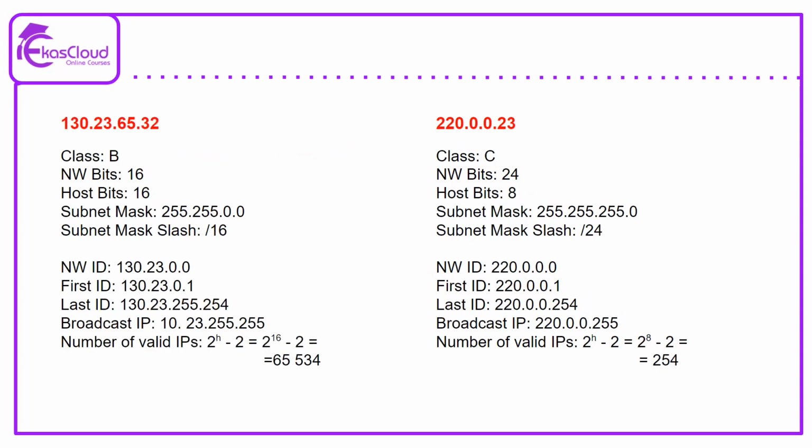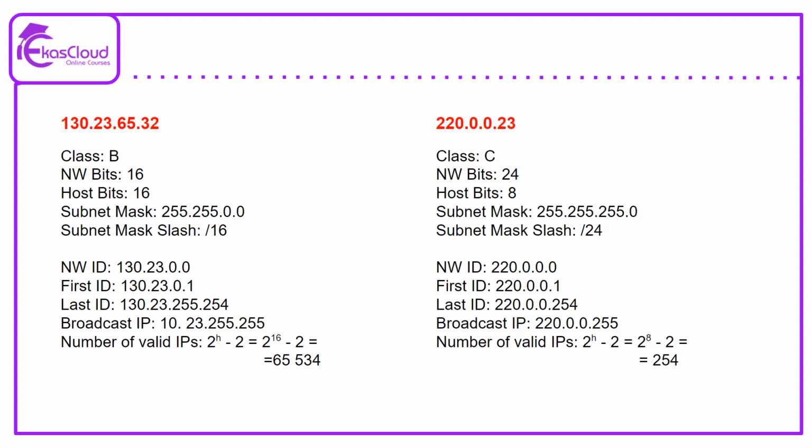Now let's see the next one. The next one is 130.23.65.32. That shows me that the first octet is above 127, which means it is going to be class B. The network bits are going to be the first two numbers, which is 16 bits, and the last two are 16 bits as well. The subnet mask therefore will be written as 255.255.0.0, and the slash is also 16.